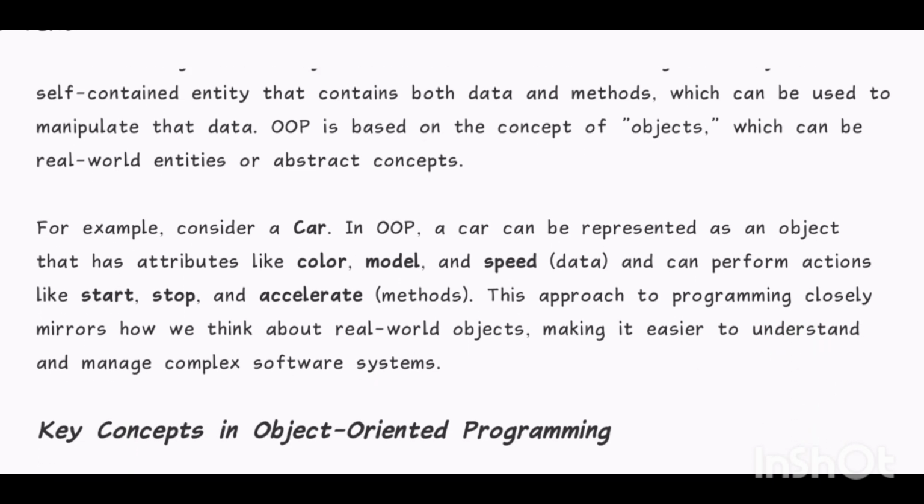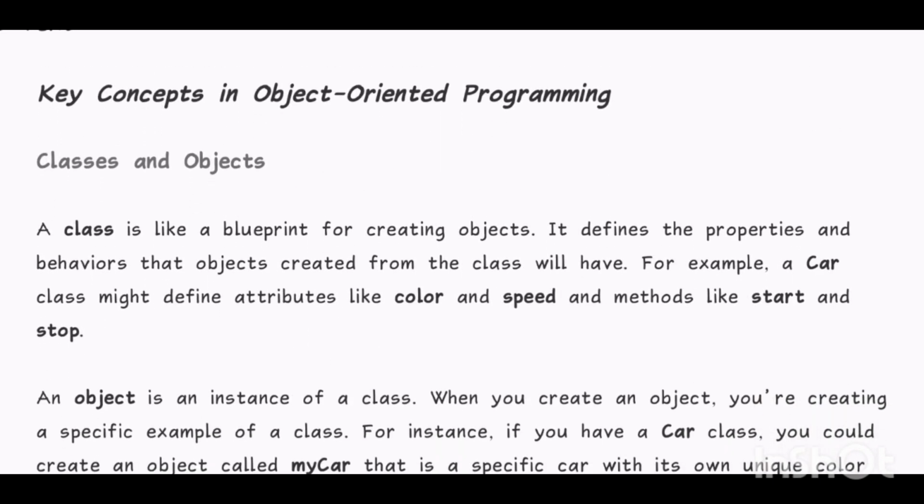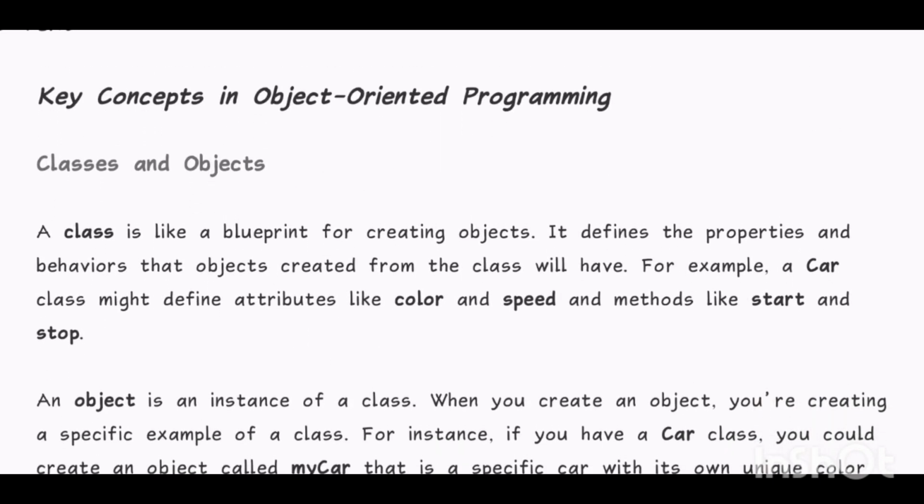For example, consider a car. In OOP, a car can be represented as an object that has attributes like color, model, and speed (data), and can perform actions like start, stop, and accelerate (methods). This approach to programming closely mirrors how we think about real-world objects, making it easier to understand and manage complex software systems. Key concepts in object-oriented programming.